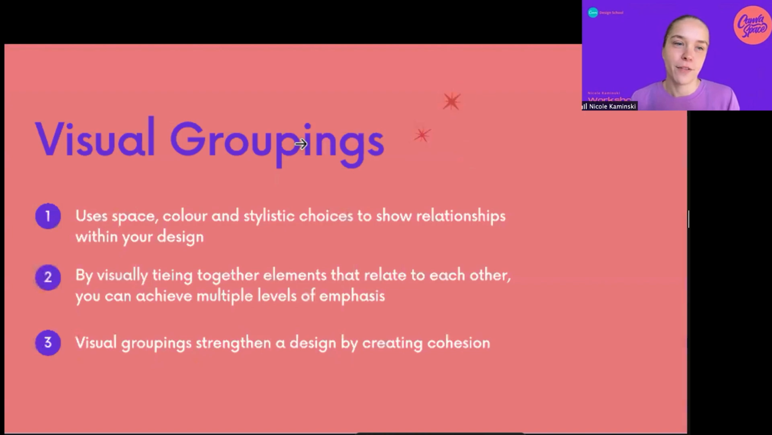Moving on. Visual groupings uses space, color, and stylistic choices to show relationships within your design. By visually tying together elements that relate to each other, you can achieve multiple levels of emphasis. So just like in that example before, we made sure that we kept the heading all close together, treated the same, and then the secondary information below it also treated the same. And visual groupings strengthen the design by creating cohesion.